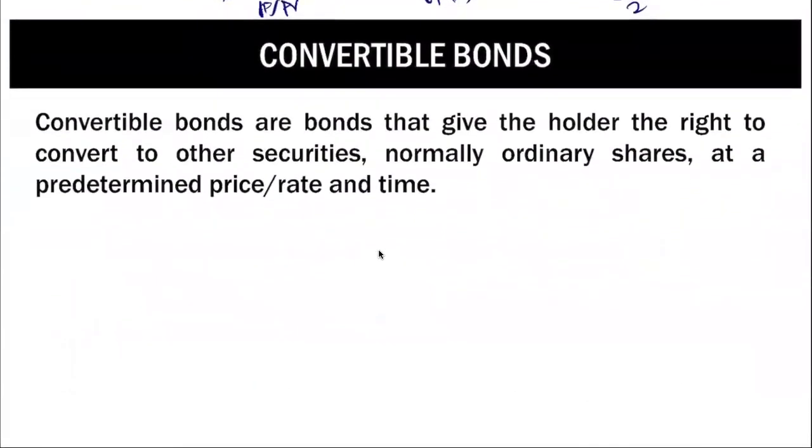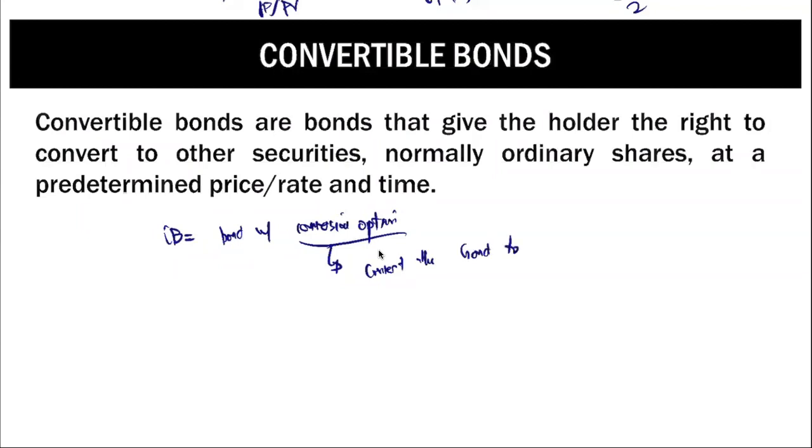Another debt finance is your convertible bond. A convertible bond is a bond that gives the holder the right to convert to other securities, normally ordinary shares, at a predetermined price or rate and time. As I told you, convertible bonds is a type of bond with conversion option. So the question here is, what is the conversion option of that convertible bond? The conversion option is to convert the bond to ordinary share or a preference share. Normally it is ordinary share, but it can be converted also to a preference share.